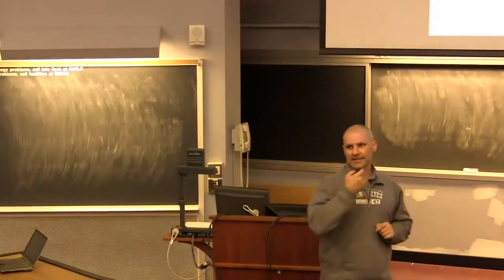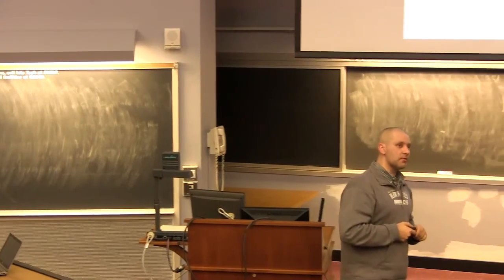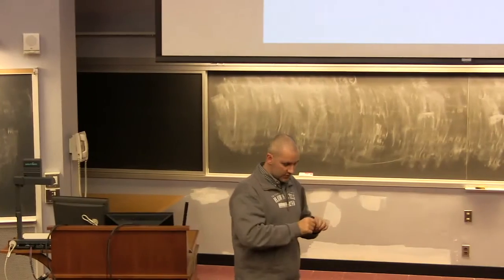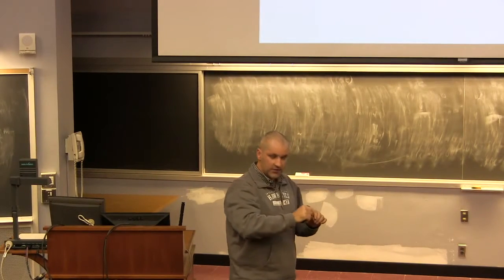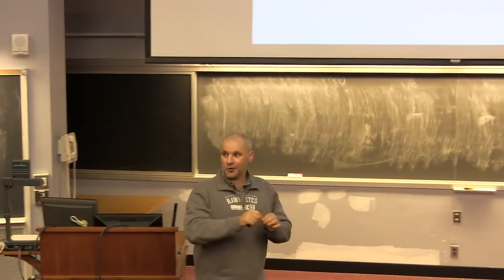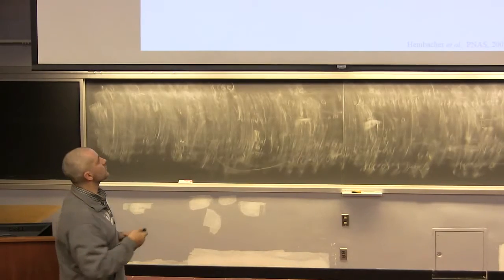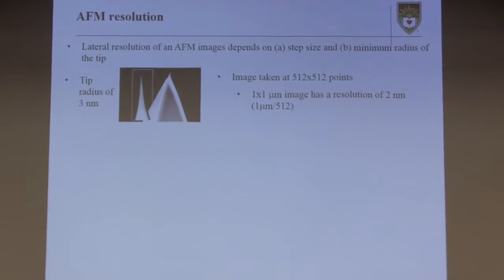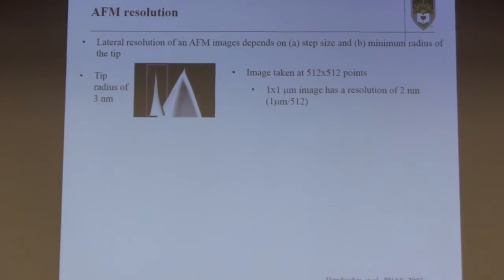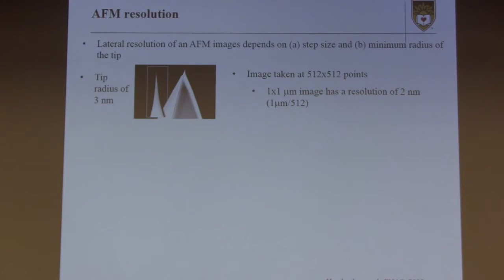It's a scanning technique, right? So typically people scan, let's say, 512 lines, and every line has 512 points. So if you scan 1 micron with 512 points, your resolution is 1 micron divided by 512 points, so your resolution is 2 nanometers. If you scan 512 microns and you use 512 points, what is your resolution? 1 micron, right?